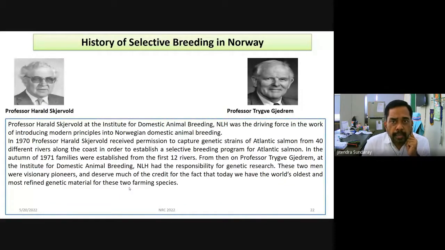If you look at the history of selective breeding in Norway, around 1970, Professor J. Drum and Professor Skebold collected genetic strains of Atlantic salmon from 40 different rivers along the coast in order to establish a selective breeding program of Atlantic salmon. In the 1970s, families were established from 12 members. Professor J. Drum, who died in July 2020, is the father of selective breeding, and we are fortunate to have had him at ICAR-Central Bhubaneswar.